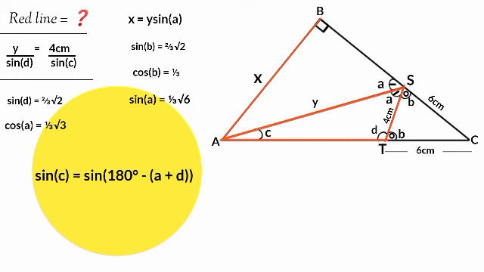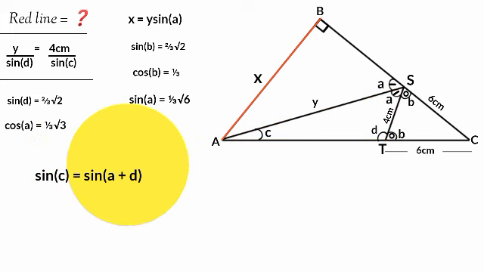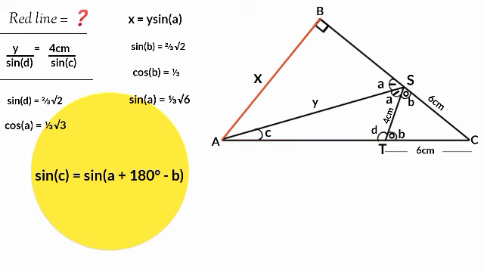If you haven't forgotten, sine 180 degrees minus theta is sine theta. So this sine 180 degrees minus A plus D is sine A plus D. So sine C now equal to sine A plus D. But recall from here, D is 180 degrees minus B. If you put it here, sine C equal to sine A plus 180 degrees minus B, which if you rearrange this, it will be 180 degrees plus A minus B.